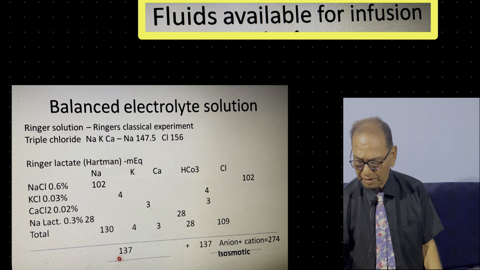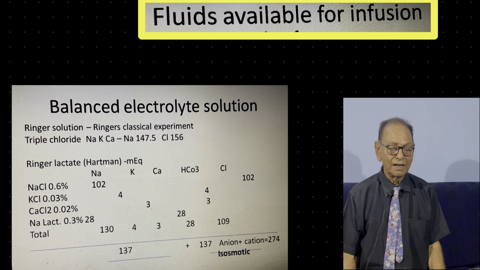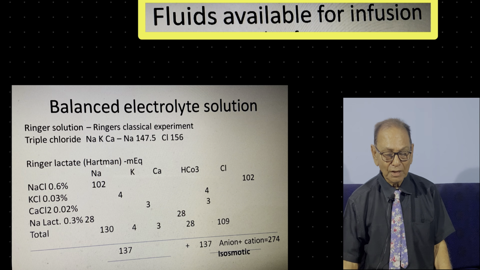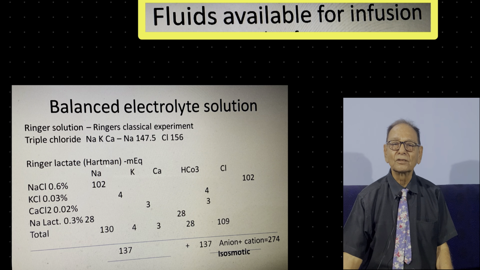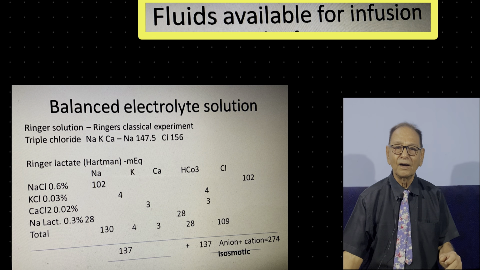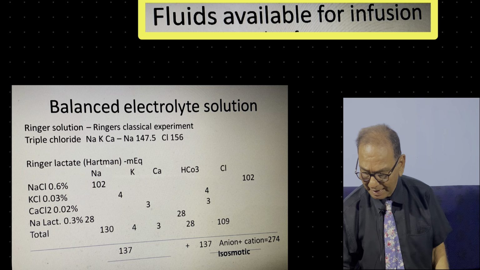And the most important thing is that the total anionic and cationic concentration is almost equal to or near to plasma, and the total osmotic pressure which it exerts is 274 milliequivalents, or it amounts to 274 milliosmol. So it is an isoosmotic solution. This is a solution most commonly used in our clinical practice because of its obvious advantages. Mind you, there is one flaw in it, that it contains lactate.